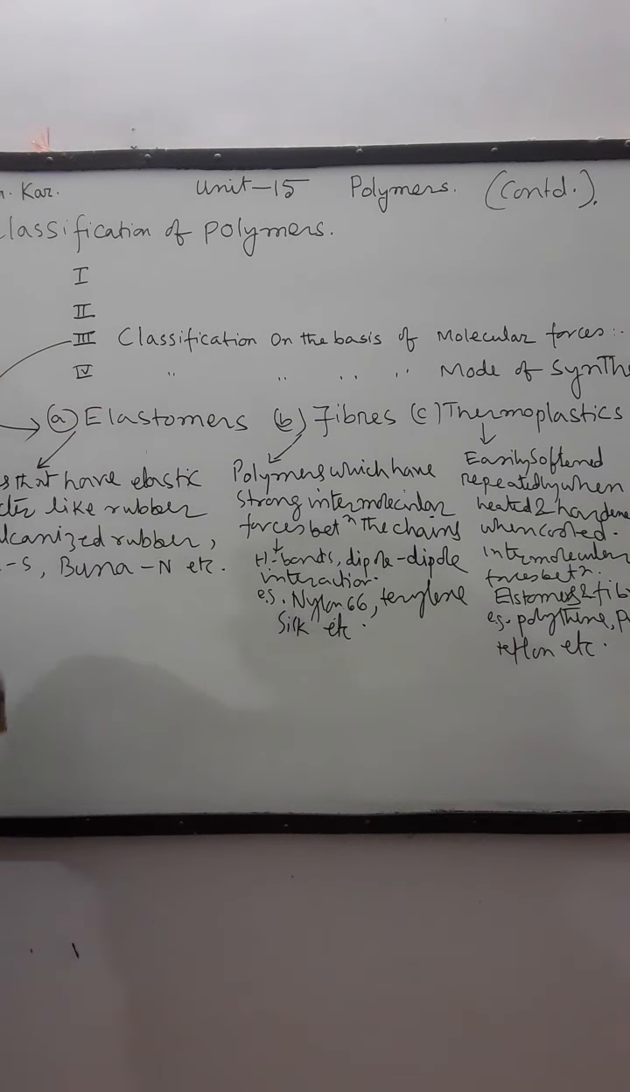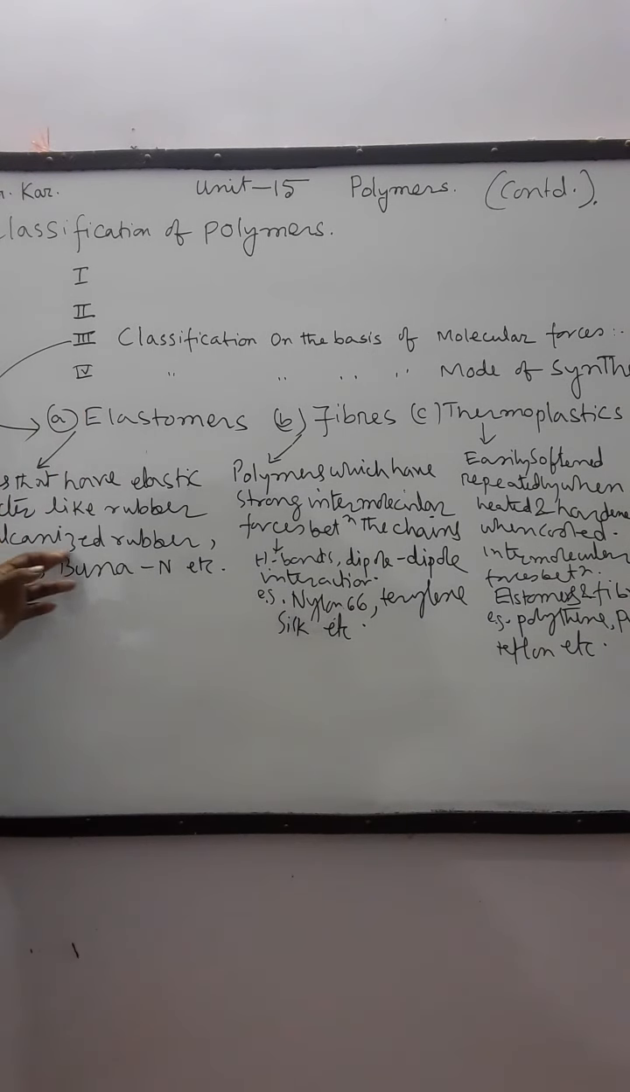So what is an elastomer? Elastomers are polymers which have elastic properties or elastic character like rubber. If we apply force, deformation takes place. If we withdraw the force, then it again moves back to the original shape. So elastomers are polymers which have elastic character like rubber. There are a number of examples of elastomers.